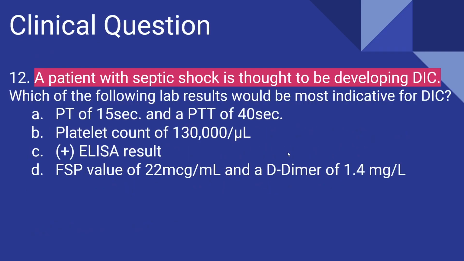All right, this is a different patient. A patient with septic shock is thought to be developing DIC, so disseminated intravascular coagulation. Which of the following lab results would be most indicative for DIC? So remember, there's an early phase of DIC and a late phase of DIC. What lab value would indicate that?